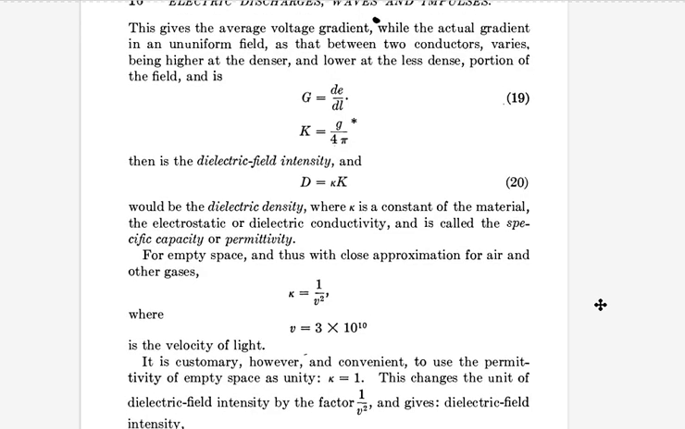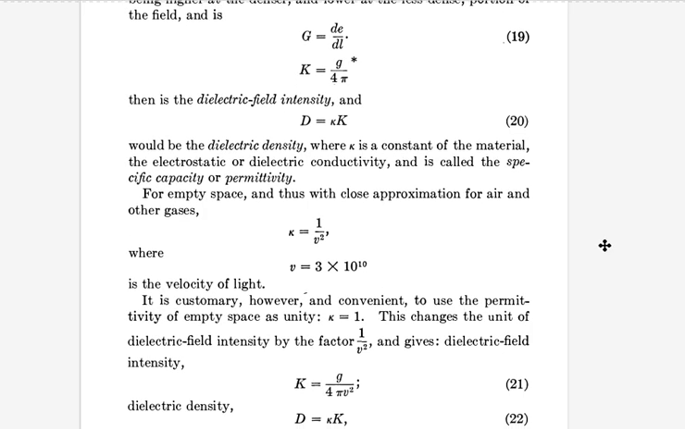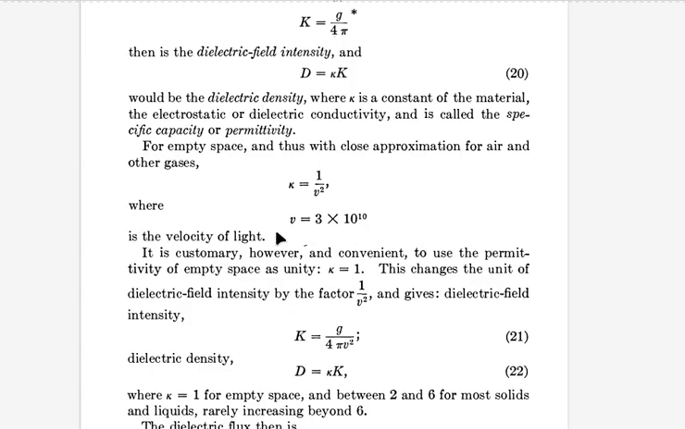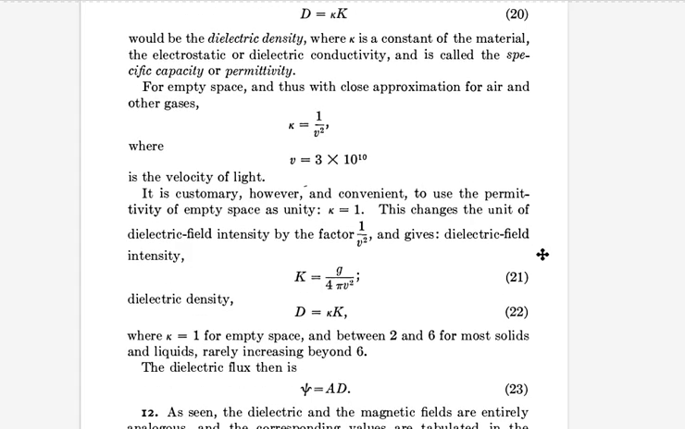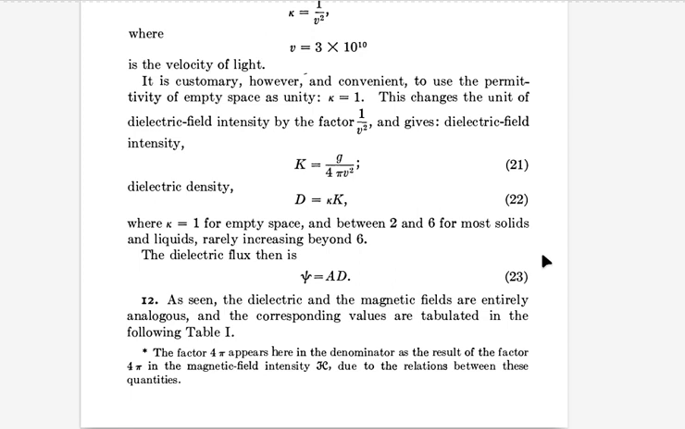and D equals kappa K would be the dielectric density, where kappa is a constant of the material, the electrostatic or dielectric conductivity, and is called the specific capacity or permittivity. For empty space, and thus with close approximation for air and other gases, kappa equals 1 over v squared, where v is the velocity of light. It is customary, however, and convenient, to use the permittivity of empty space as unity, kappa equals 1. This changes the unit of dielectric field intensity by the factor 1 over v squared, and gives dielectric field intensity, K equals G over 4 pi v squared, where kappa equals 1 for empty space, and between 2 and 6 for most solids and liquids, rarely increasing beyond 6.